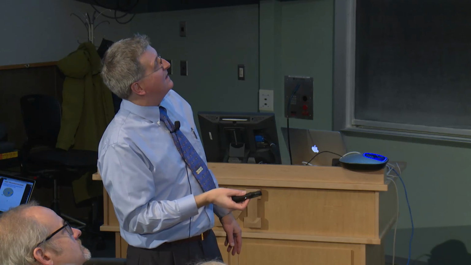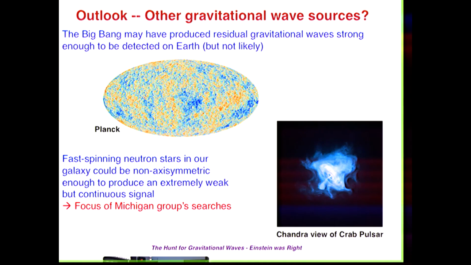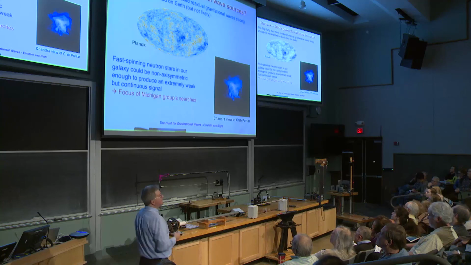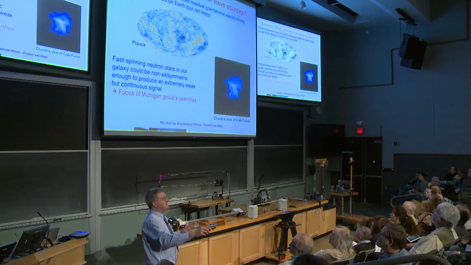And then finally, there's a source that's dear to my heart, which is spinning neutron stars here in our own galaxy. These could be producing gravitational radiation that is extremely weak, 1,000 to 10,000 to even 100,000 times weaker than the signal that we detected in September. And the only chance that we have of detecting something like this with our detector is for the signal to be on all the time.